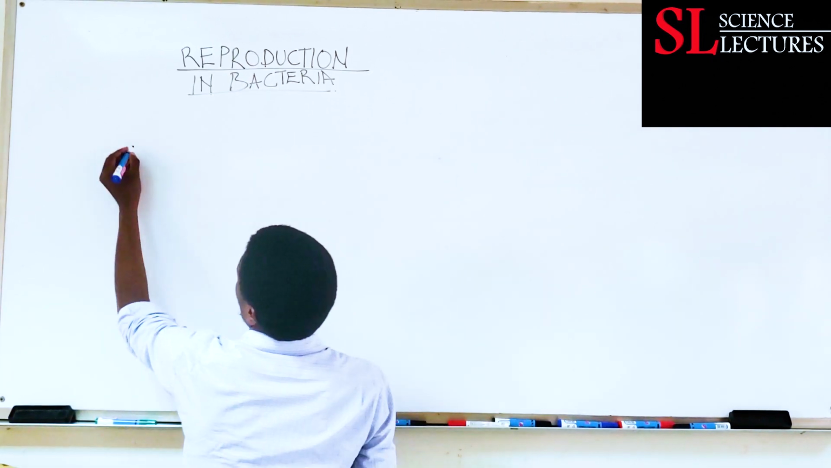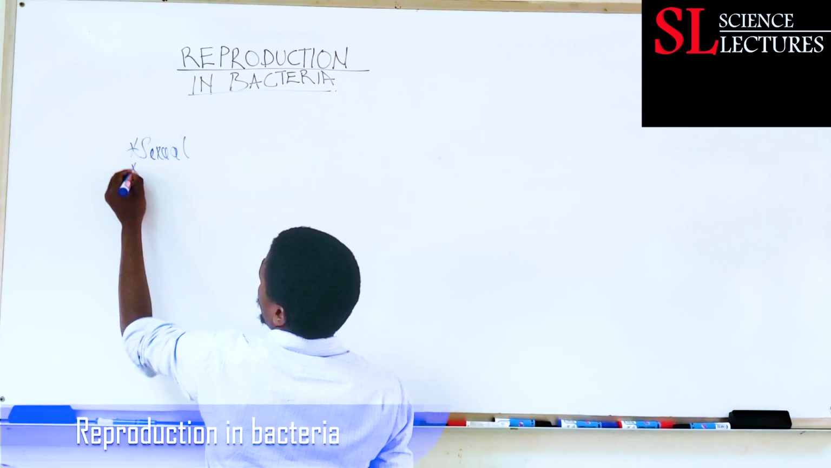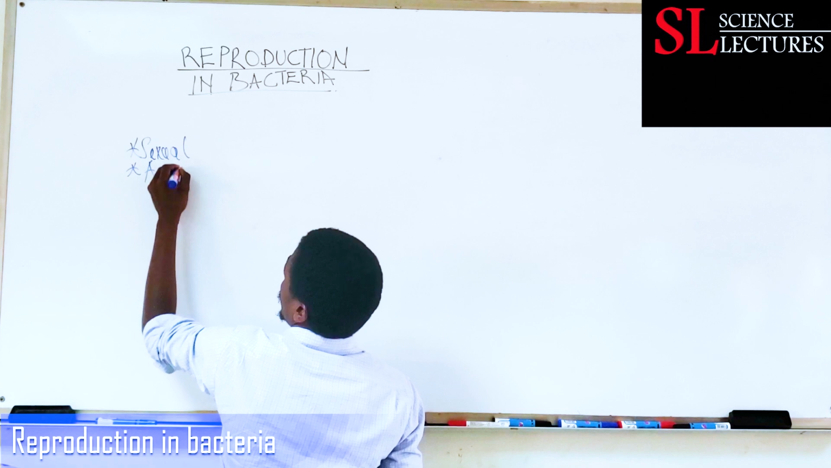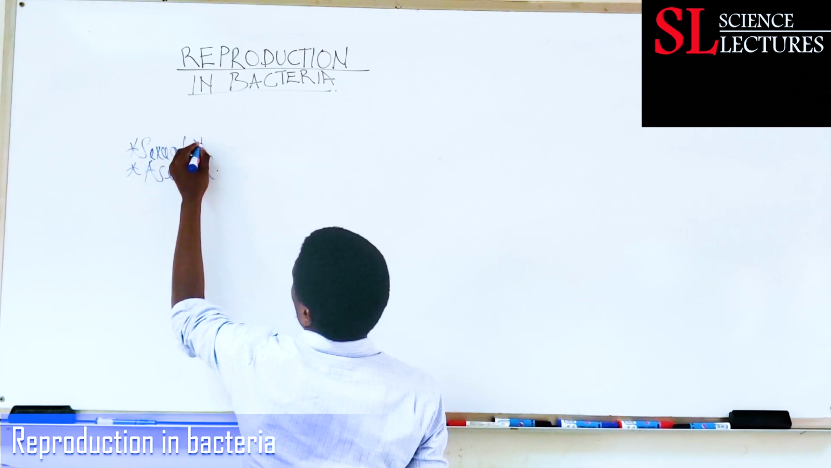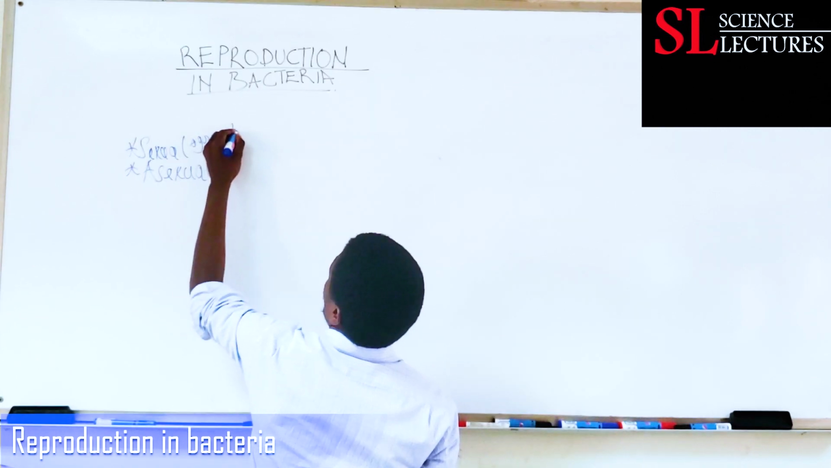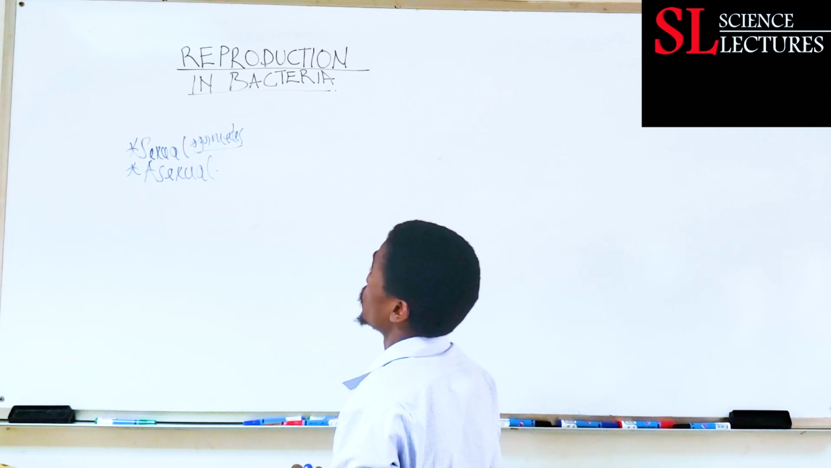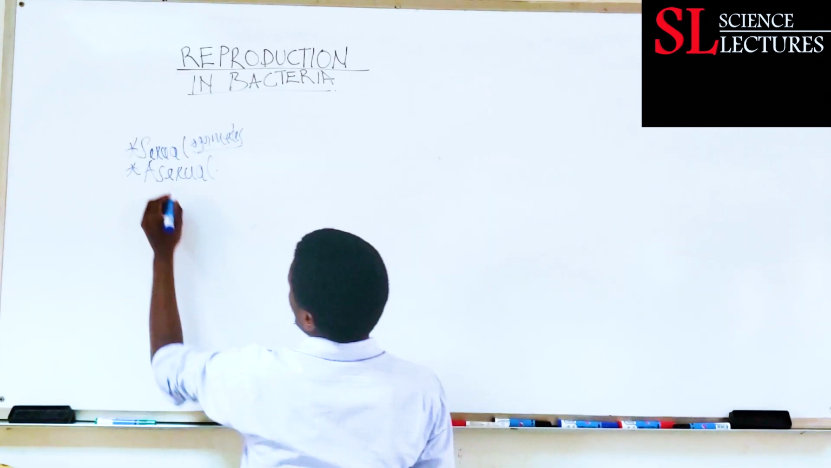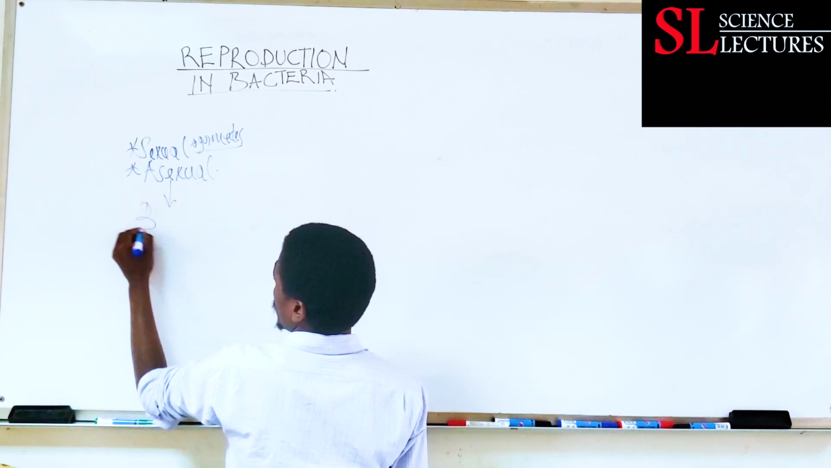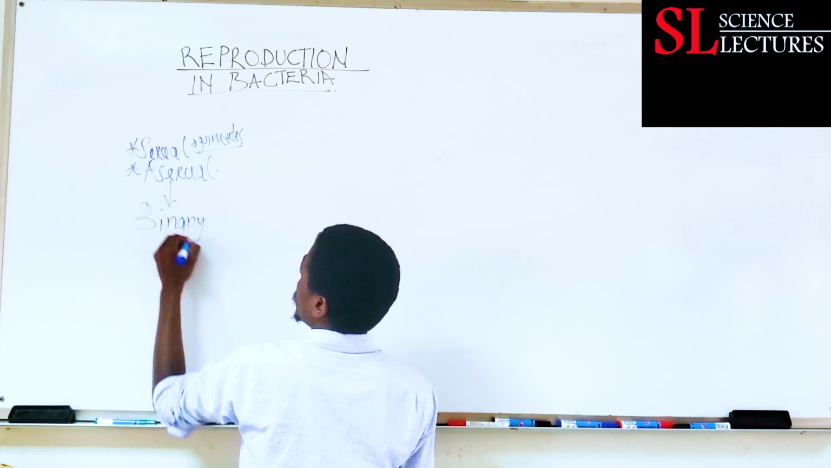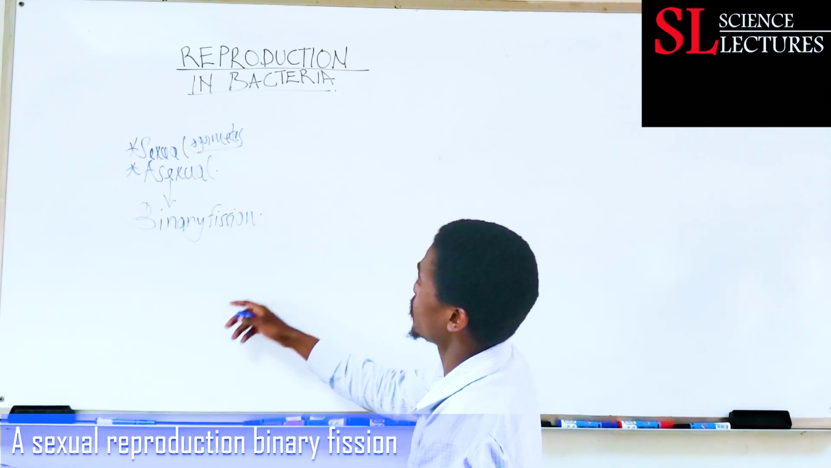And we know that reproduction is always either sexual or asexual. Sexual involves the use of gametes, while asexual involves no gametes. So how does reproduction happen asexually in bacteria? Asexually in bacteria, it happens by a process known as binary fission. Fission means splitting, binary means two.